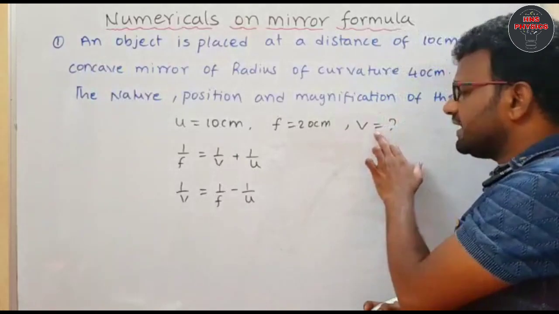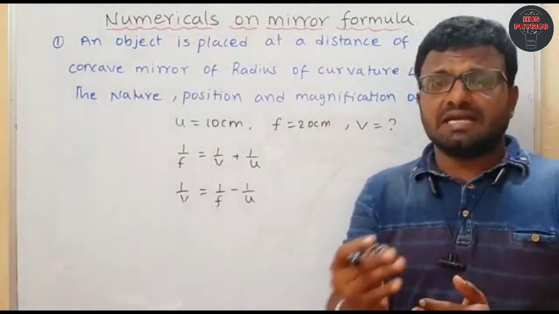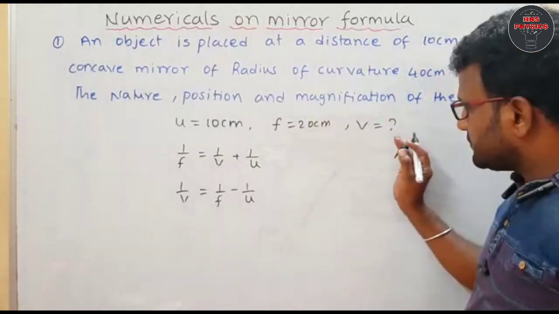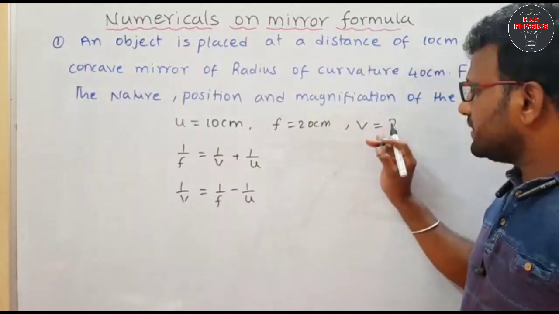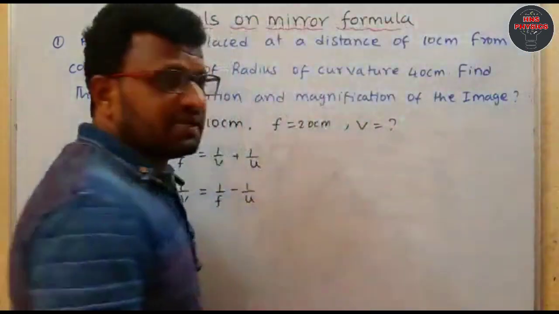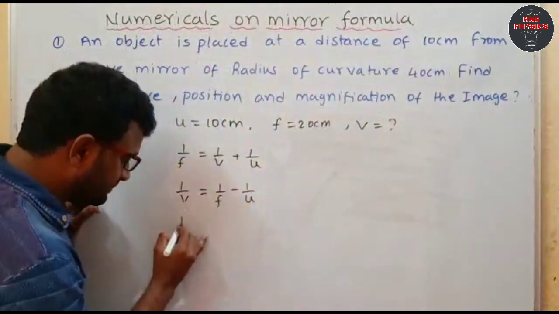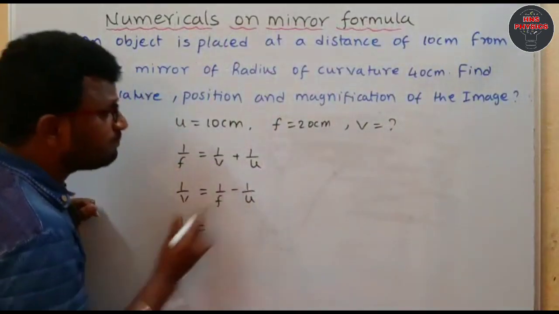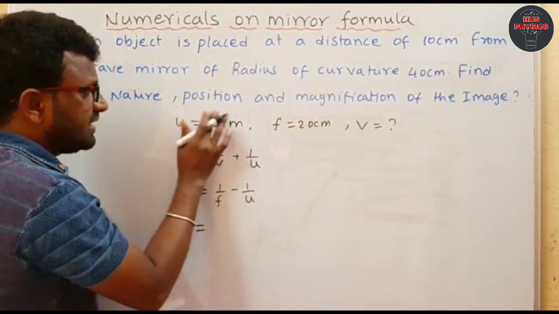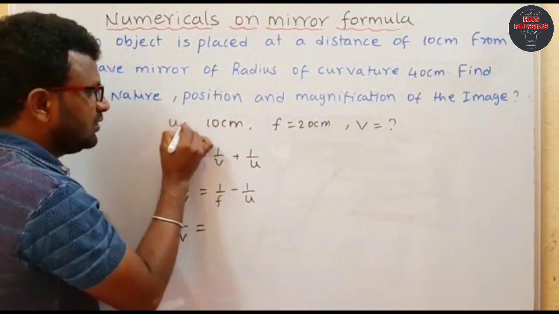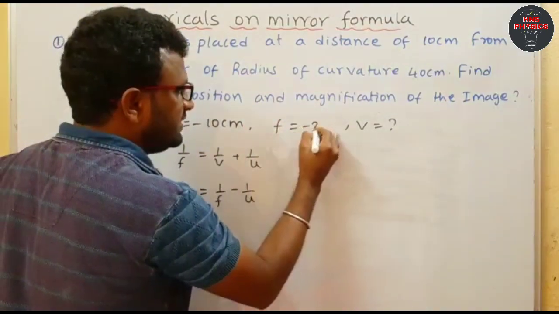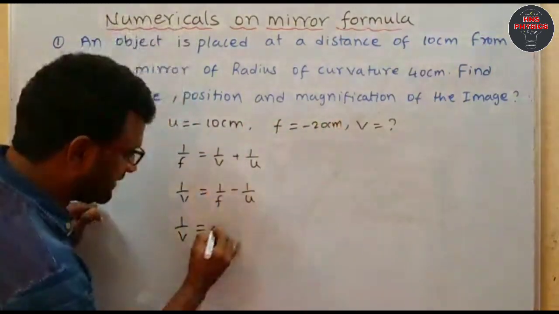Why are we not taking it for v? That value will come with its own sign. It should come positive, because here a virtual image is formed, and for a virtual image the image distance is positive. Positive means it is correct; otherwise that answer is wrong. For the remaining two, we have to take the sign convention: object distance is negative, so u equals minus, and f is also minus.